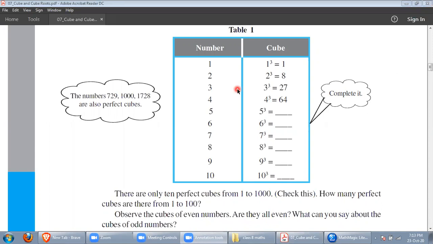That means 3 into 3 into 3. That means 3, 3 is 9. 9, 3 is 27. 4 cube is 64. 4 into 4 into 4. That is 4, 4 is 16. 16, 4 is 64. Similarly, 5 cube.